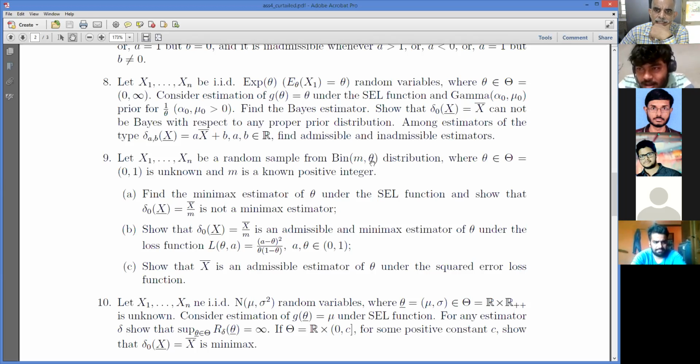X1, X2, Xn, each has expected value of Xi equal to M theta, right? What would be the expected value of X bar? It would be M theta, so it would be X bar by M. Here it should be X bar by M. So in part C there is a typo, you correct it, it should be X bar by M. Is that okay? Okay, sir. Thank you.